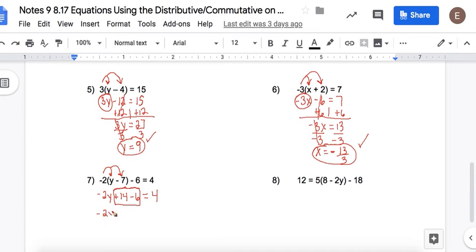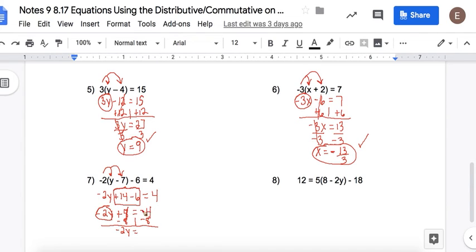Bring down your negative 2y. And 14 minus 6 is positive 8 equals negative 4. Now we just have a two-step here, so circle your variable and draw your t. The opposite of adding 8 would be subtracting 8. 8 minus 8 is 0, so cross them out. Bring down your negative 2y equals negative 4 minus 8.